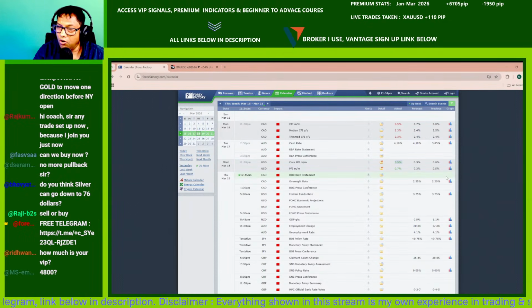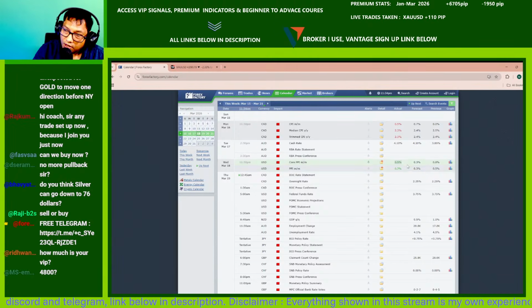0.5% on PPI and 0.7% on core PPI. Both of them came in more than forecast. So that's very high, right? One is nearly more than 50% above forecast, the other one is more than 100%.